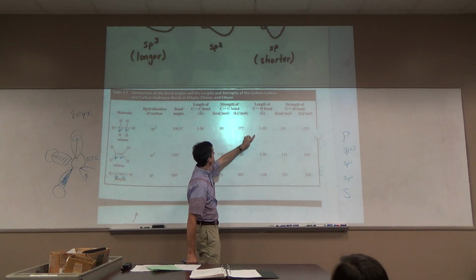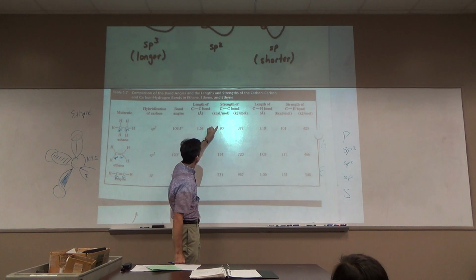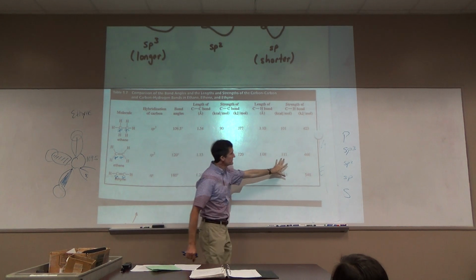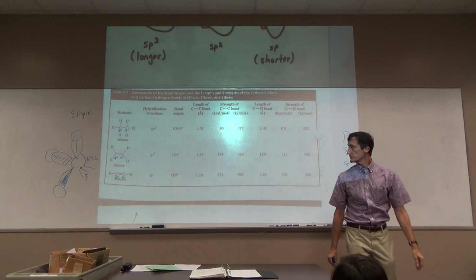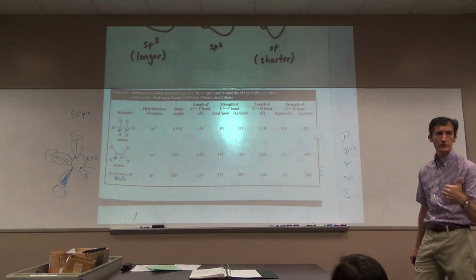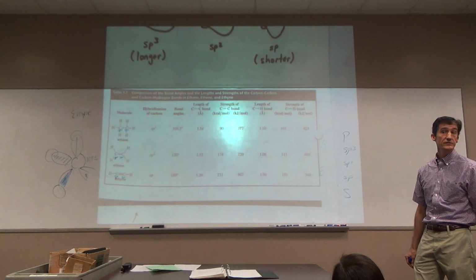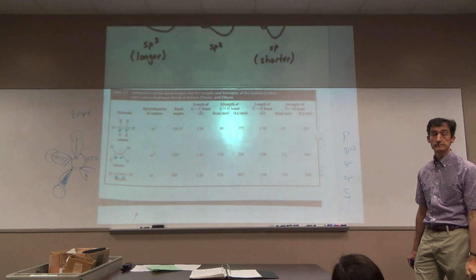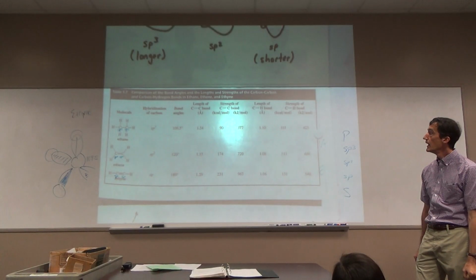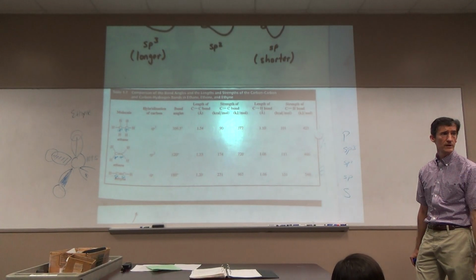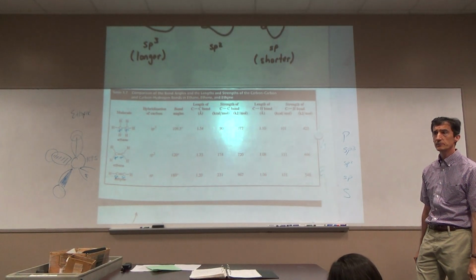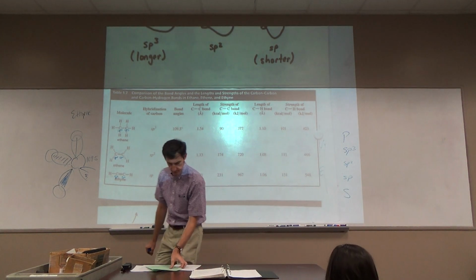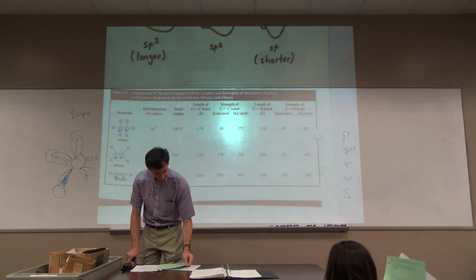So, strength. Please digest this table here. Take a look, see what type of questions you have. Trends, though: more percent s character helps you with the trends of length and strength. There's plenty of hybridization questions in the workbook and your textbook. Please be looking ahead as always.